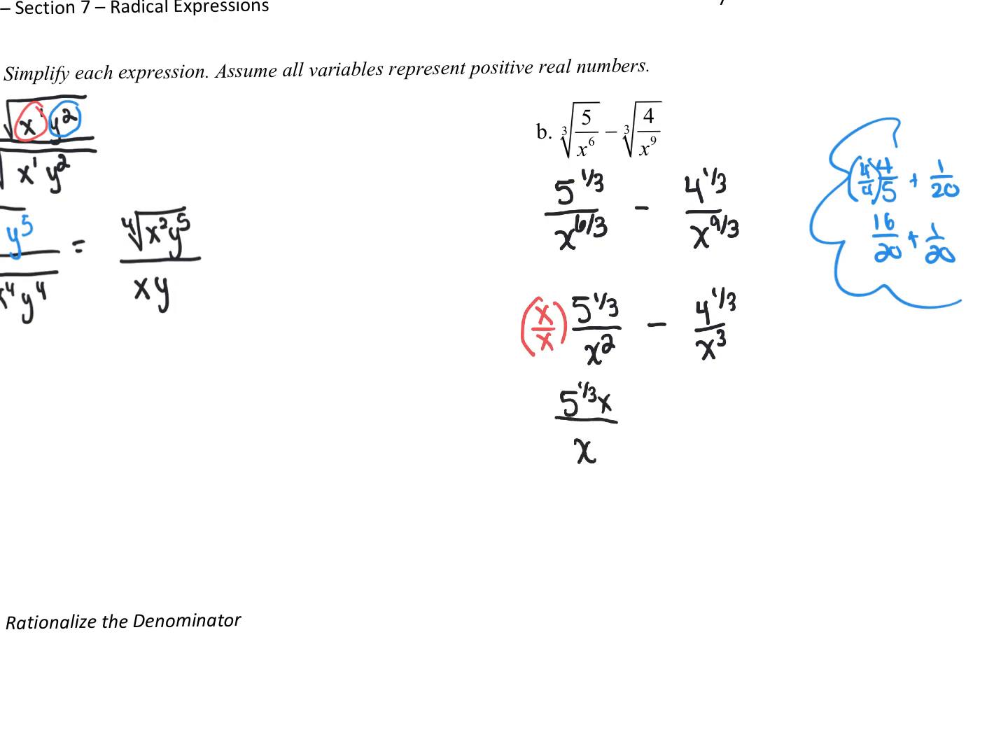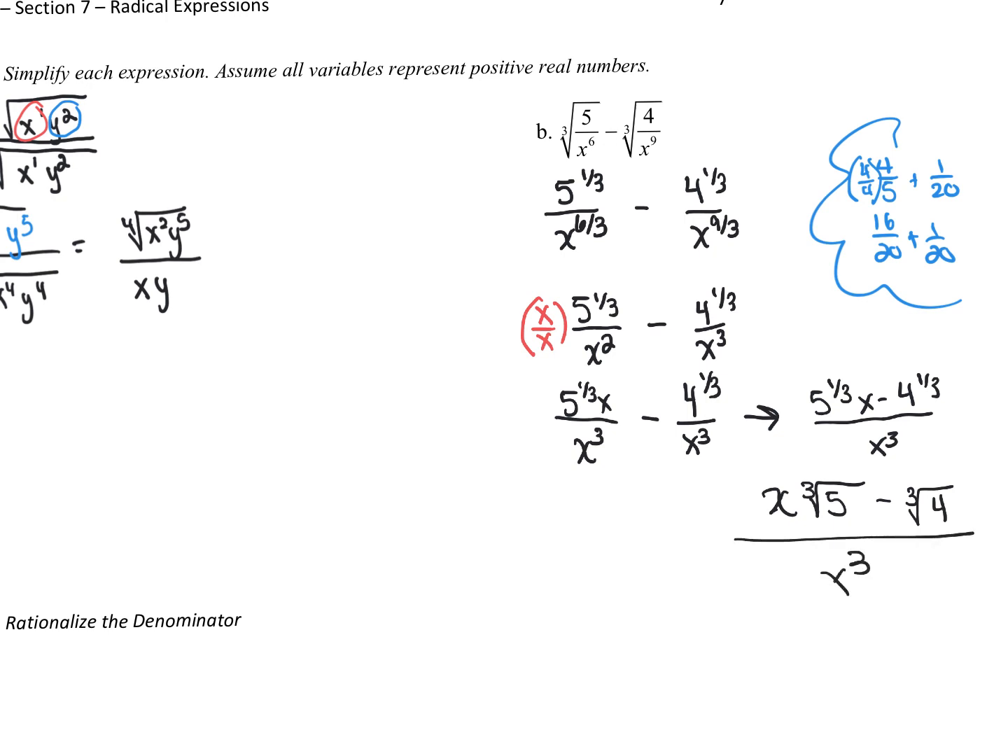x times x on the bottom is x to the 3rd, minus 4 to the 1/3 over x to the 3rd. And now because my denominators are the same, I can rewrite this as 5 to the 1/3 x minus 4 to the 1/3 all over x cubed. And then instead of writing powers that are fractions, I'm going to write the roots. So I have x, and then it's the 3rd root of 5 minus the 3rd root of 4 all over x cubed.